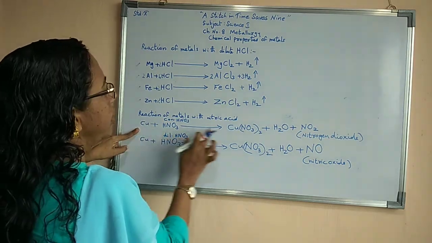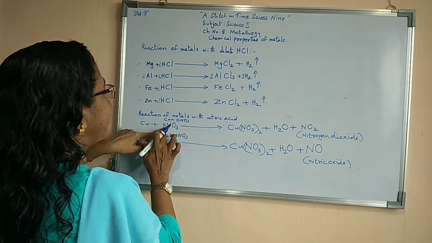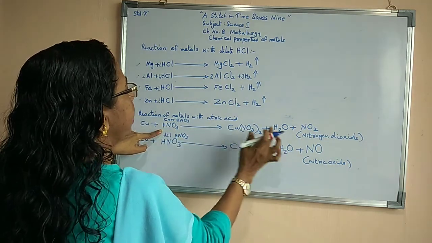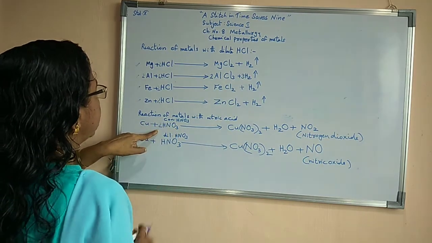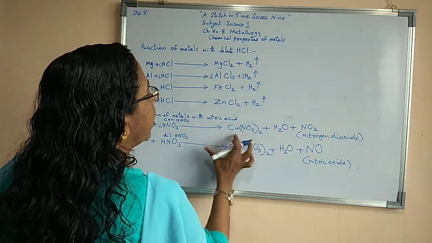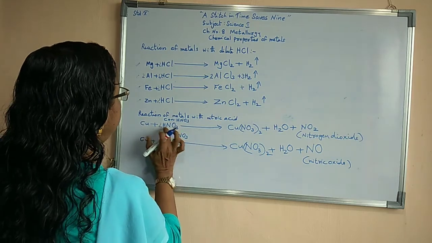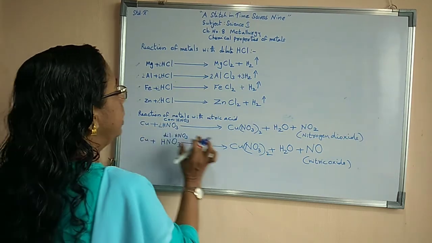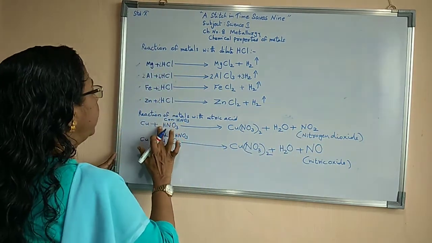Here copper 1, here copper 1. Hydrogen 1, here hydrogen 2 is there. So I am putting here now 2. So here now hydrogen 2, here also hydrogen 2 in the product side. Now we will see nitrogen how many? Nitrogen here how many? 2 nitrogen. Here how many? Nitrogen 2, 2 plus 1, 3. So I am putting here now 3.